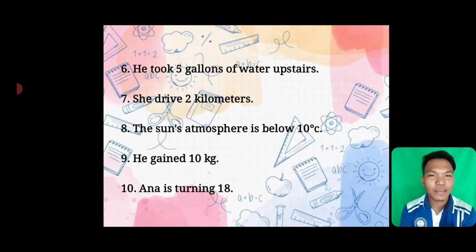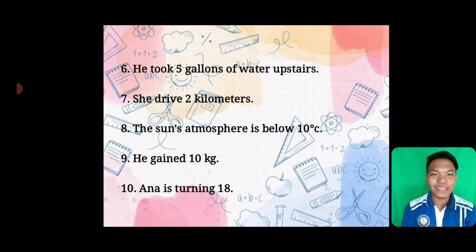Very good. Number 6, he took 5 gallons of water upstairs. The keyword is upstairs. He took 5 gallons of water upstairs. So, it is positive 5. Number 7, she drive 2 kilometers. She drive 2 kilometers. Okay, there's no word to say she drive backward. But she drive 2 kilometers. So, it is positive 2.